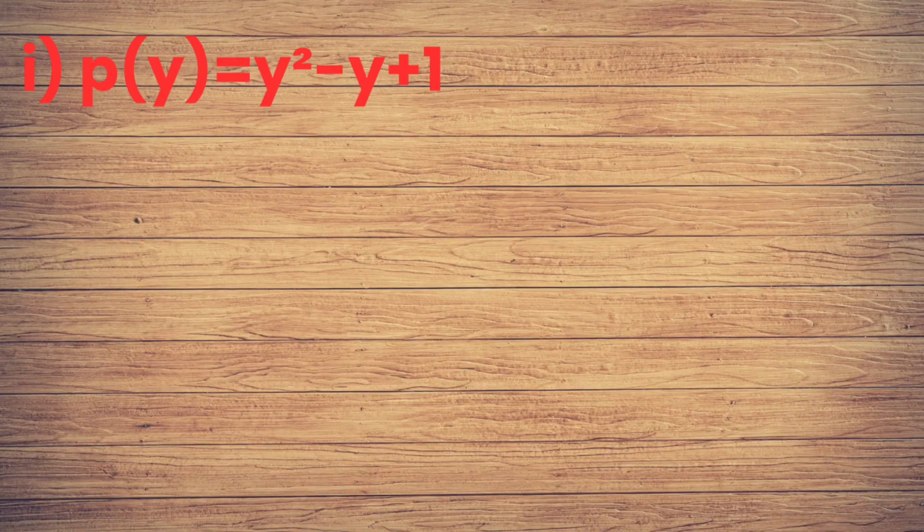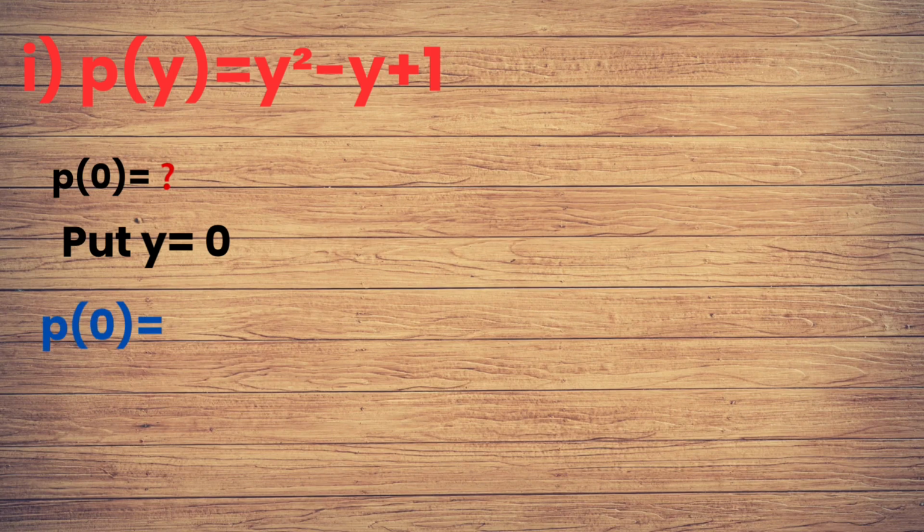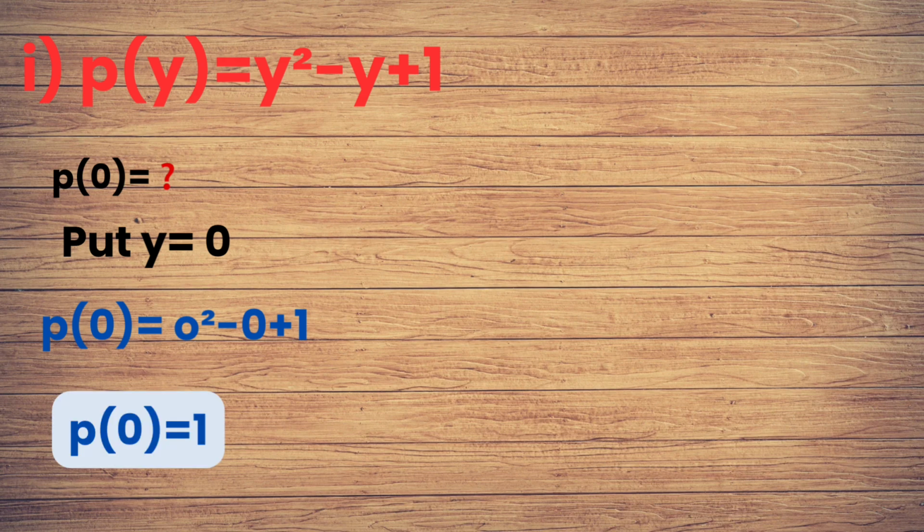Given polynomial is p of y is equal to y square minus y plus 1. First we find p0. Now put 0 in the place of y. Then p0 equals to 0 square minus 0 plus 1. Then the value of p0 will be 1.